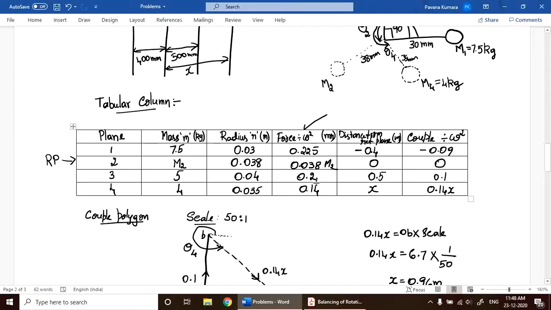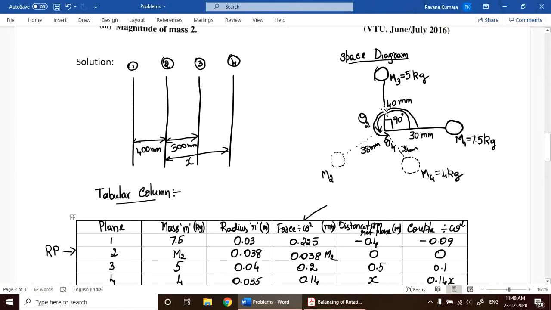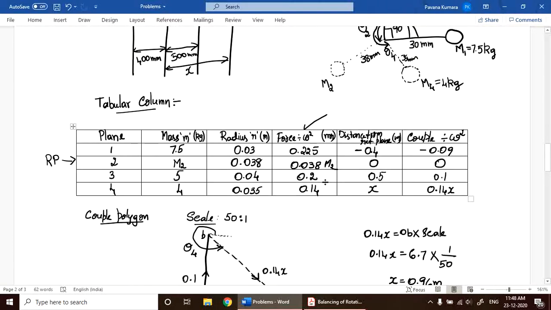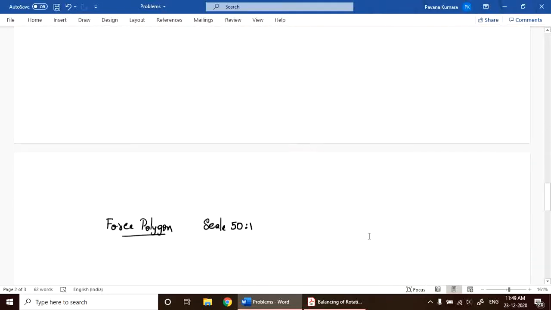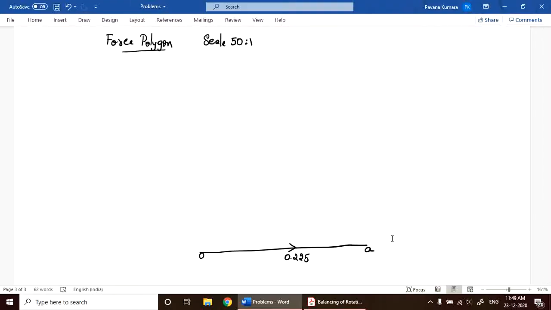We will move to the third one, that is 0.2. The third plane has a length of 0.2, and its angle is 90 degrees. Correct? So from the end of the first line you have drawn, you have to draw one more line with magnitude 0.2 into 50 and angle 90 degrees. So it will go like this. This is the 90 degree angle you have to maintain with respect to the horizontal. So this is the horizontal line, and you measure the angle in this direction, 90 degrees. So this completes the third plane.